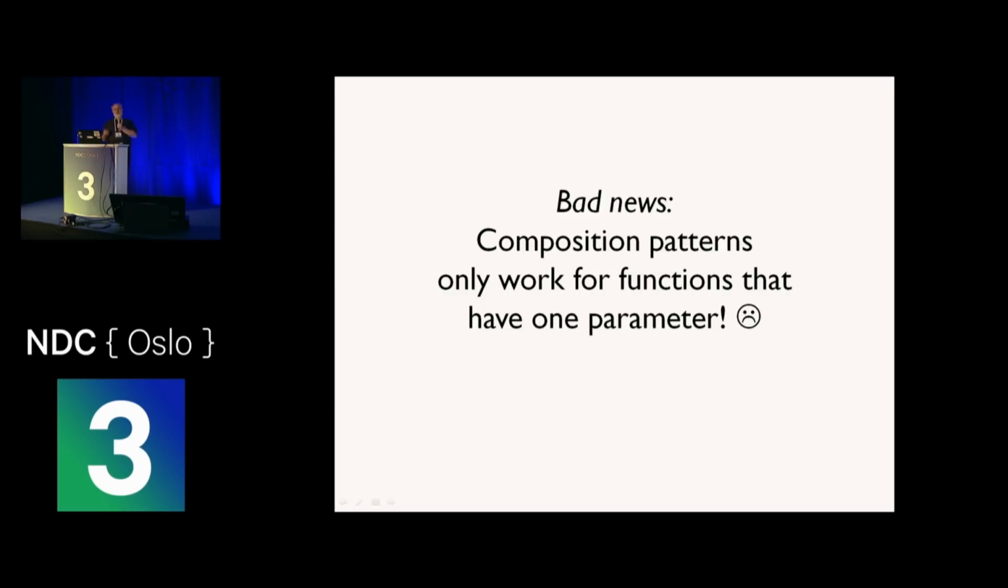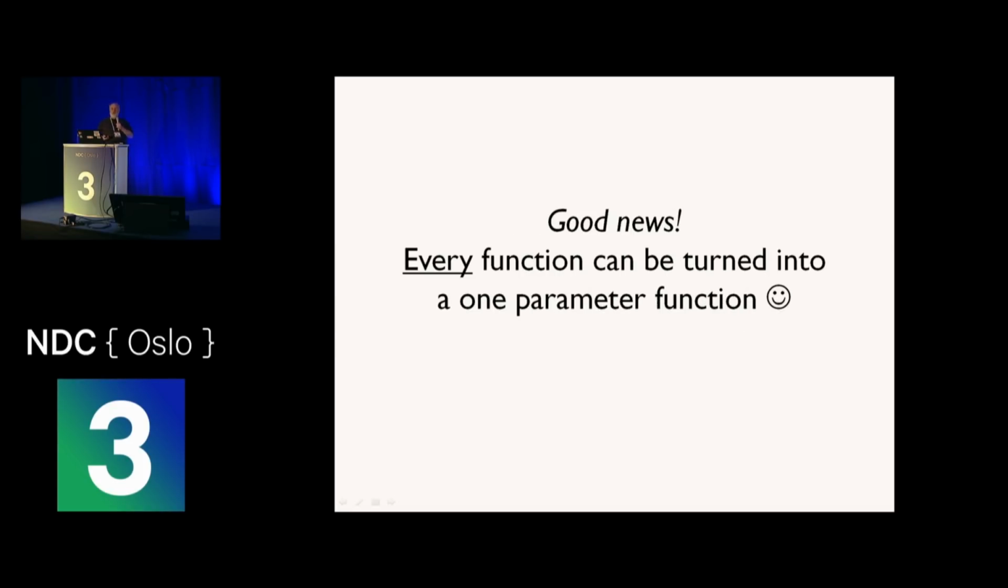So all the composition patterns we talk about really only work for functions which have one parameter. If you have more than one parameter, they don't work. So that's bad news, right? Well, the good news is that every function can be turned into a one-parameter function. It's one of the key things about functional programming. You can always do this.